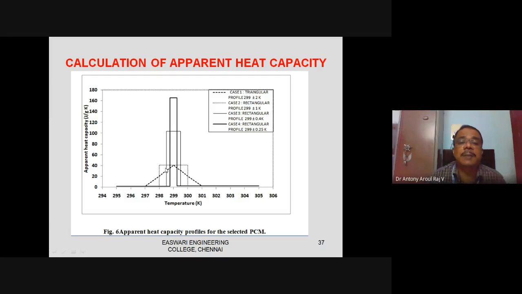If I have a step in the specific heat value, usually there may be some problem when it reaches this temperature and then shifts suddenly. There will be some problem.